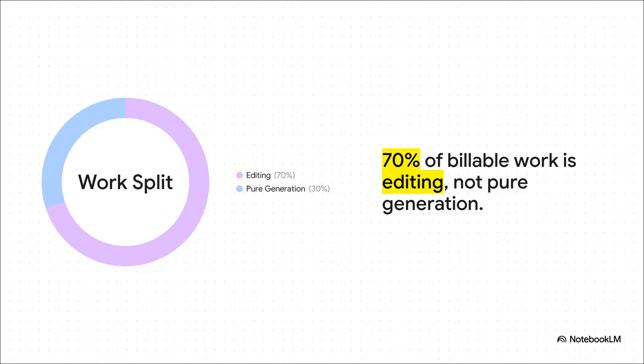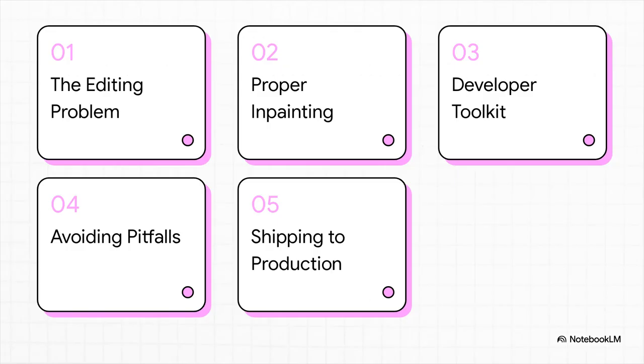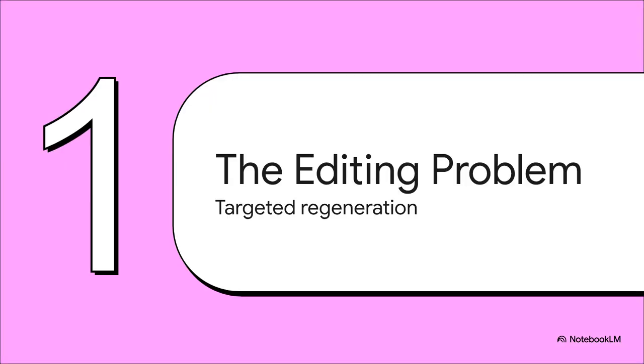So, here is our roadmap for today. We'll start with the AI editing problem, explore how proper inpainting works, unpack the developer's editing toolkit, go over avoiding common pitfalls, and finish up by looking at shipping for production. Part 1. The AI editing problem.